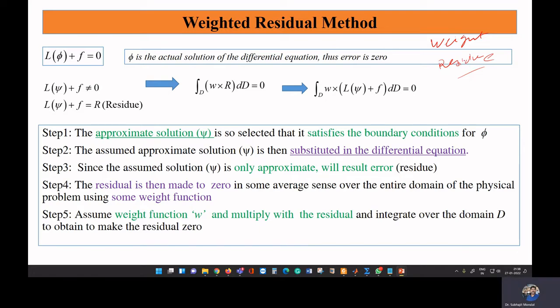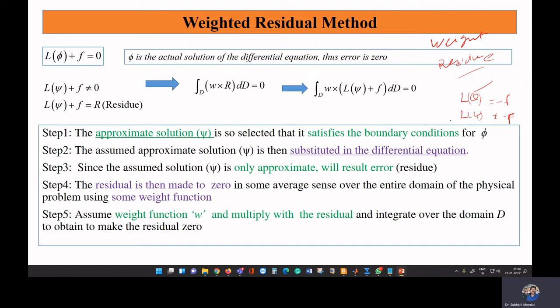Before going to the residue, we should know what our solution is. So if, for example, we know that L phi equals minus F, then we can say that phi is our exact solution. That is our actual solution of our differential equation, and there will not be any error. Now instead of phi, if you use any other function psi, then that value will not be minus F. That will be some other value than minus F.